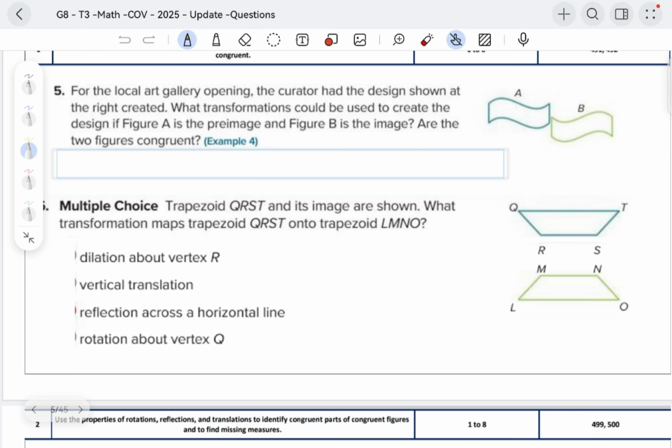Also the same for question number 5. Here we have a reflection across a vertical line, and then we have a translation a number of units down. So are they congruent? Yes, they are congruent, but we have a reflection across a vertical line, and then we have a translation.